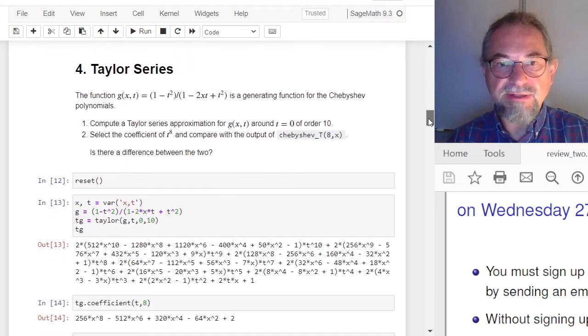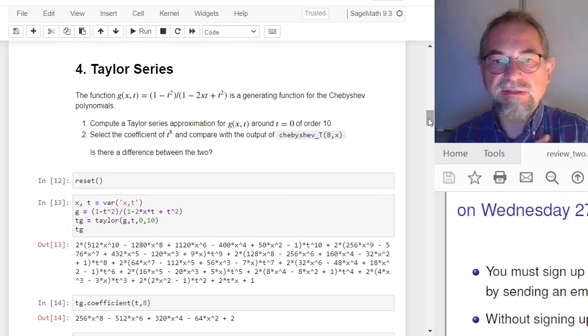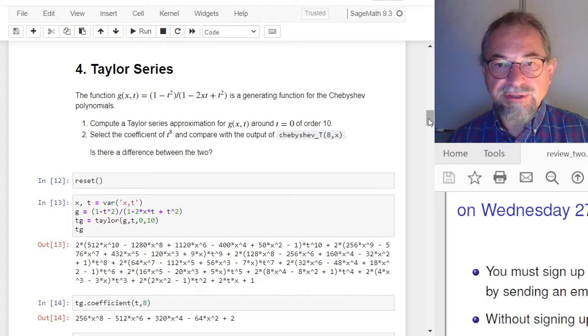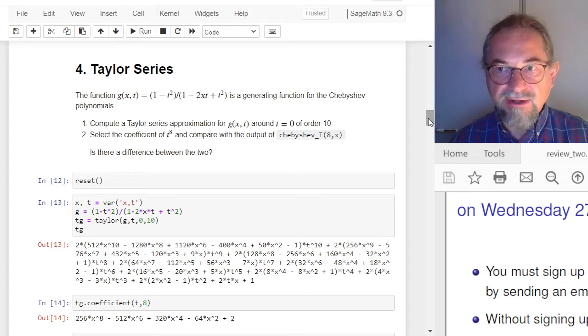Alright, Taylor series. So the Chebyshev polynomials can be defined via a generating function. So here you see the Taylor series expression up to order 10. From that Taylor series expression, I can select, so actually the Taylor series, if you use taylor, they're actually represented as polynomials.